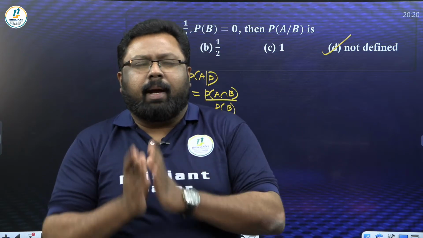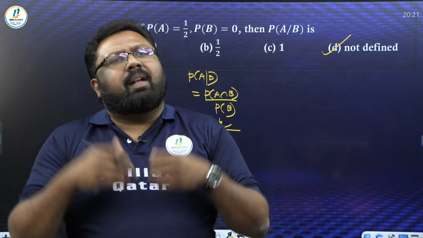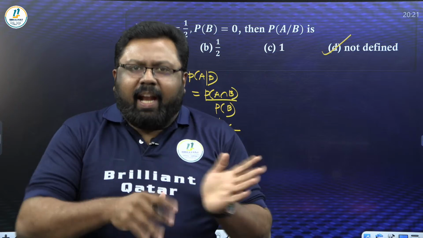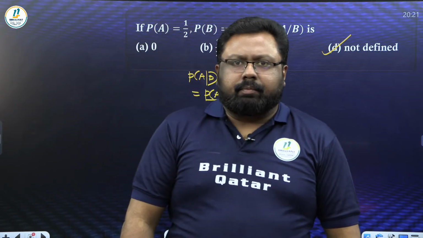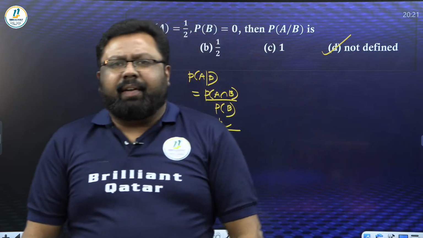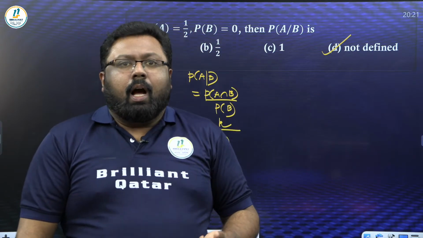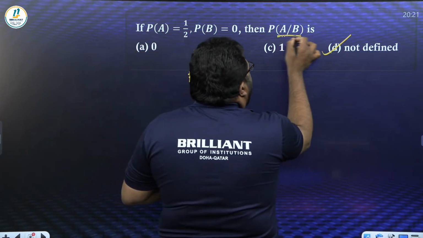Just think logically, my dears. A depends on B and the chance of B to happen is 0. That is, B does not happen. If A depends on B and B does not happen at all, then never is A going to happen. A is not going to be a defined event because it depends on B and B is never going to happen. Okay, understood?